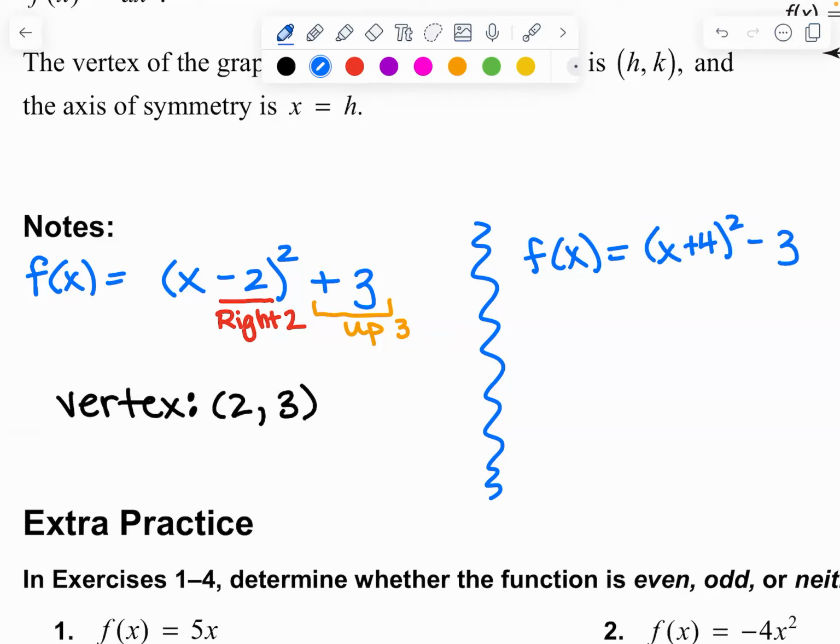Okay. Write this one down and write down where you think the vertex is. Ready, set, go.